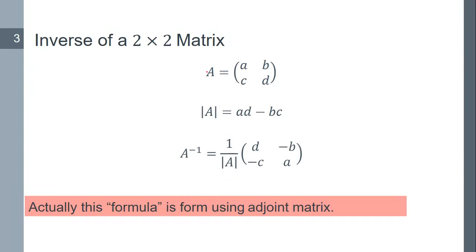So let us look at a 2 times 2 matrix. The determinant, as we discussed before, is AD minus BC. For the inverse, we interchange the places of A and D, and for B and C we put the negative sign. Actually, this formula is formed by using the adjoint matrix.